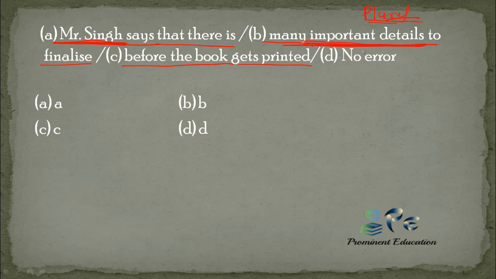Now after detecting the subject, move on to part A. Mr. Singh says there is. Is here is wrong because it is singular. To agree with the subject, it must have a plural verb, which is wrong here. So part A contains an error. So the answer of this question is part A.